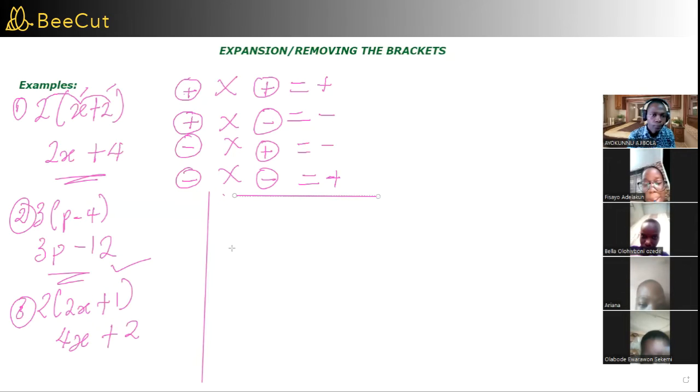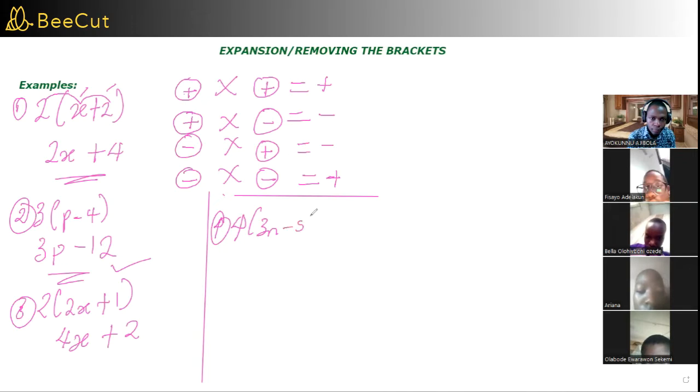So here now, I have the next question, which is number 4. Instead of writing, concentrate. That's what I said. So number 4 is 4 into 3n minus 5. So I have 4 into 3n minus 5. So 4 times 3 is 12, so I have 12n. Then minus 4 times 5 is 20. So 20 is the answer.